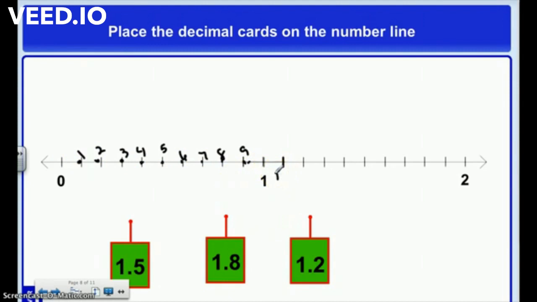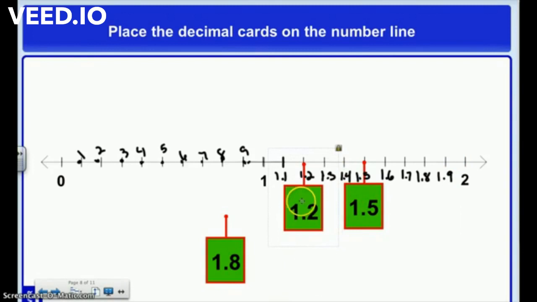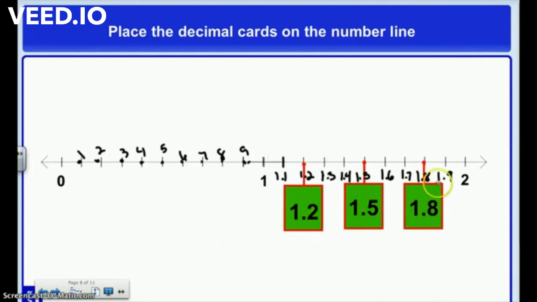So this is 1 whole and 1/10, 1 whole 2/10, 1 whole 3/10, 1 whole 4/10, 1 whole 5/10, 1 whole 6/10, 1 whole 7/10, 1 whole 8/10, 1 whole 9/10, and this would be 2 wholes or 20/10. So now I'm going to put my 1 whole 5/10 on here, my 1 whole 2/10, and my 1 whole and 8/10. Also 1 whole and 20/100, 1 whole and 50/100, or 1 whole and 80/100.